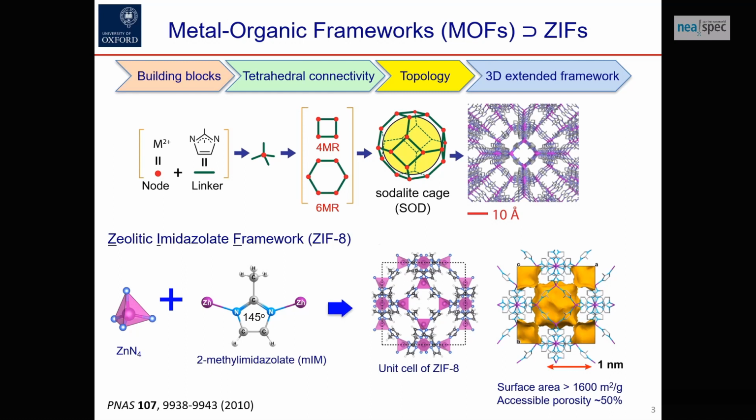To build a ZIF-8, you can think of having a metal site, in this instance, zinc nitrogen 4 tetrahedron. So this would be the node. And then you have to bridge this using organic linkages. In this instance, we're using this methyl imidazole linker. And they form this nice connectivity, which gives rise to topology, which has a cage-like structure.